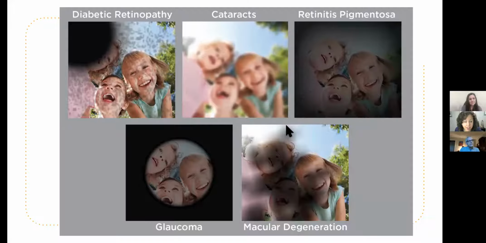I've got one more just to give you some other ideas. They could have blind spots in different parts of their vision. So we're looking at lots of things. We're looking at diabetic retinopathy. We're looking at cataracts. We're looking at retinitis pigmentosa, glaucoma, macular degeneration, sometimes known as Stargardt's. These are the most popular vision impairments.